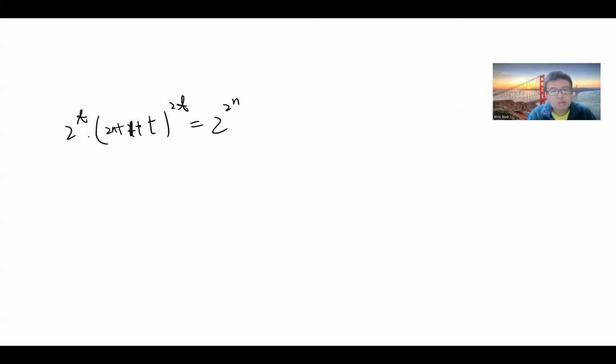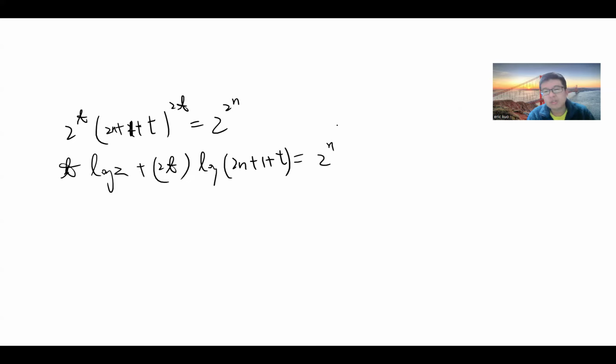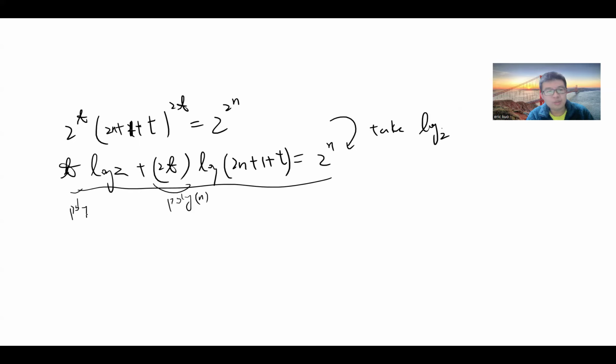Okay, so let's take the log, base 2. So it's t plus 2t times log of (2n plus 1 plus t) is at least 2^n. It's obvious that if t is polynomial, then this cannot be true, right? Because if t is polynomial, then the first term is polynomial in n and the second is polynomial times polylog, but the right side is 2^n. So t must be exponential.